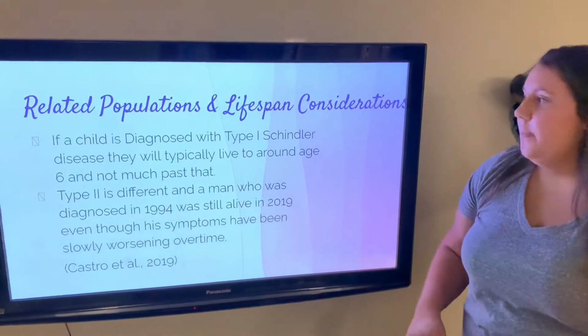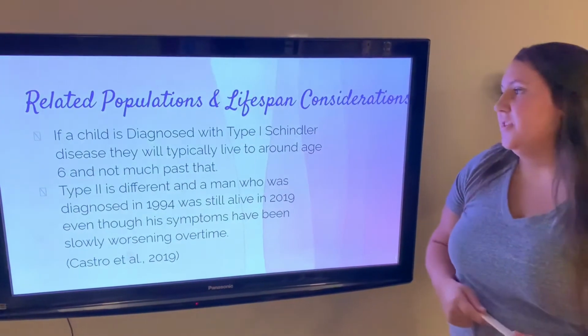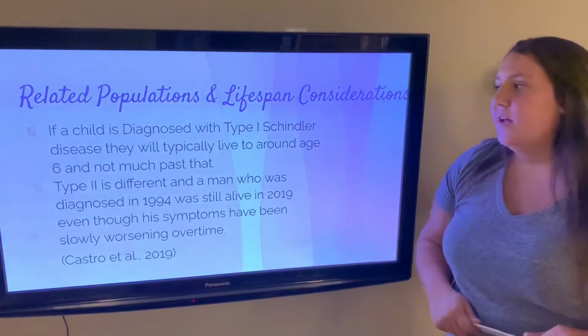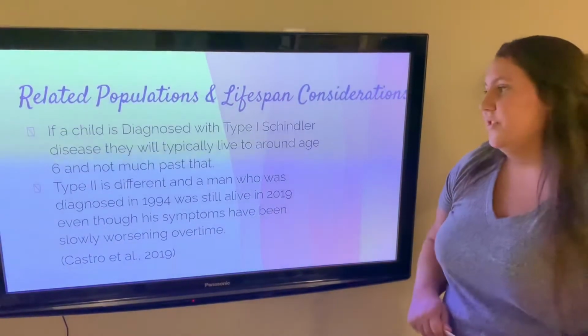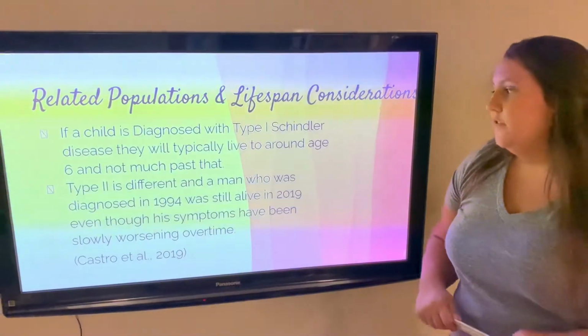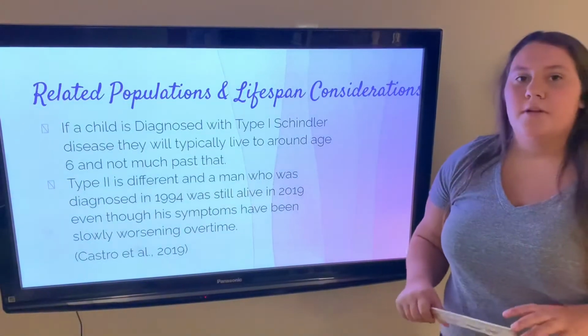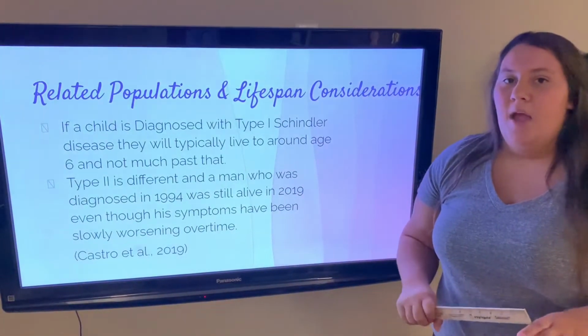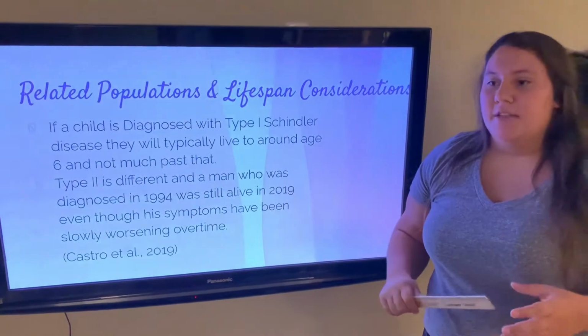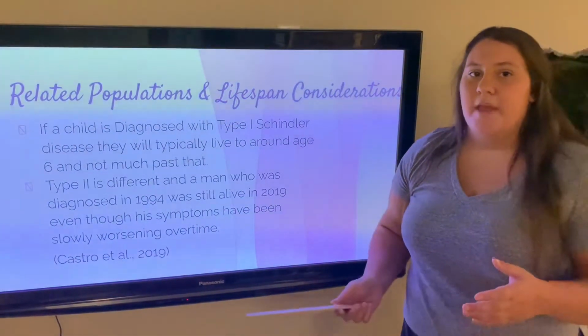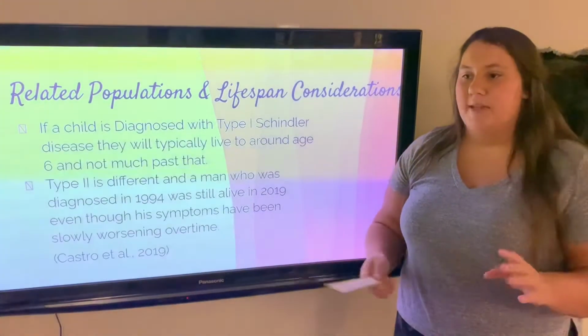So the related populations and the lifespan considerations. If a child is diagnosed with type 1 Schindler disease, they will typically live to be around age 6 and not much past that. The symptoms occur starting around age 2, and they slowly start to affect the child more and more around a span of 4 years from 2 to 6.